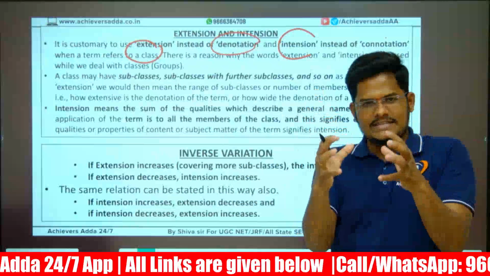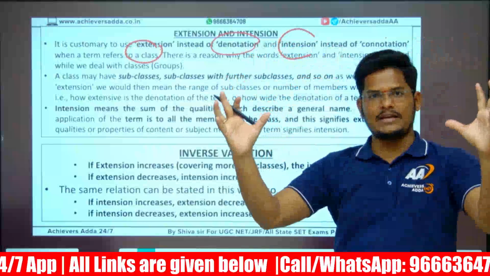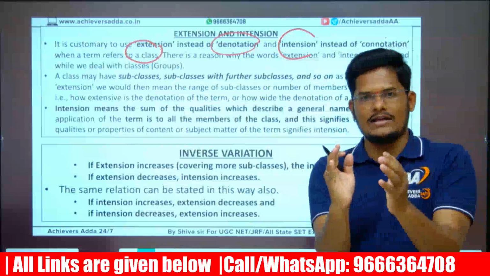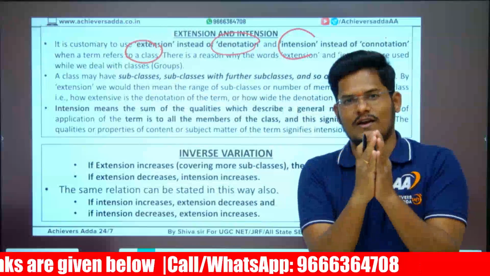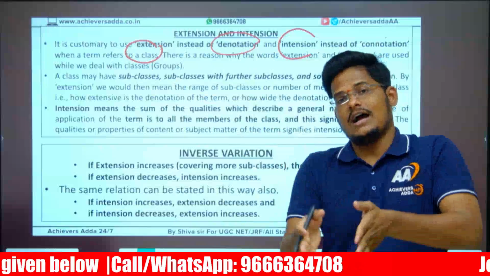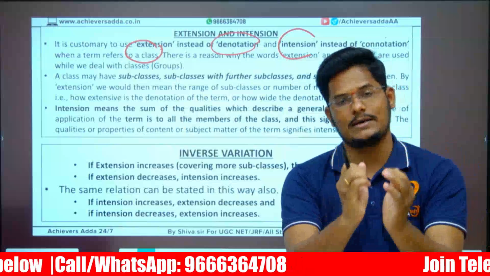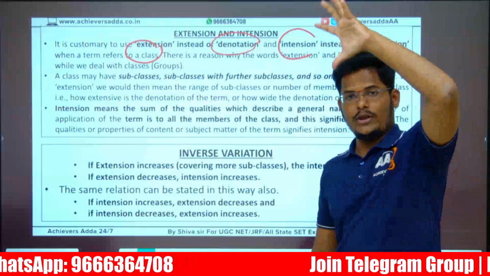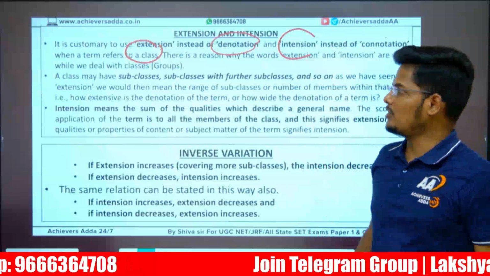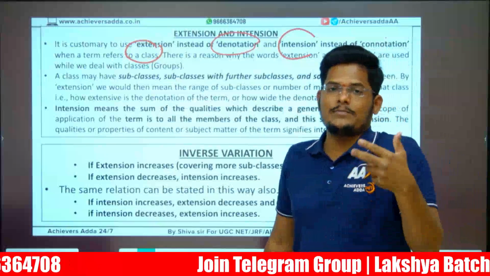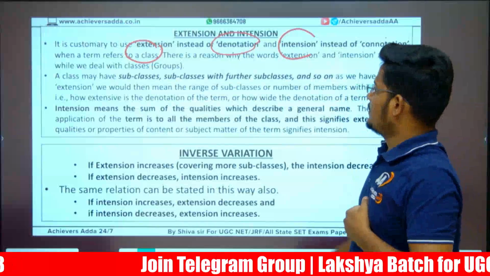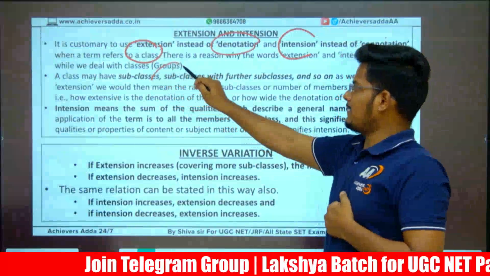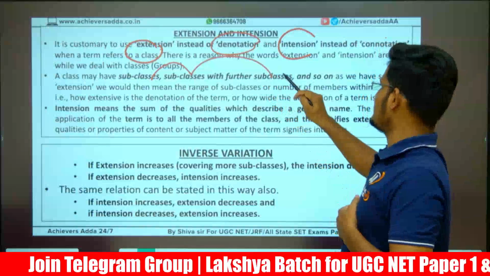In that, commerce is a subgroup. UGC NET is a big class. Commerce is a subclass. Under commerce, paper 1 is one of the classes. Paper 2 is one class. Under paper 1, teaching aptitude is a subclass. Research aptitude is a subclass. Like that, when we are going from a broader to a narrow approach, we call it subgroups or subclasses. So a class may have subclasses, that may have subclasses, and so on.